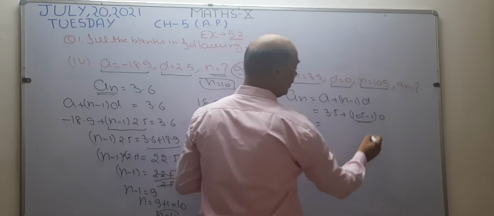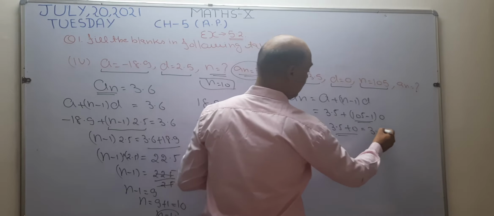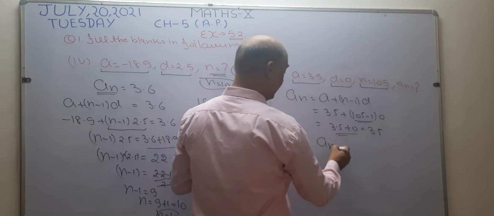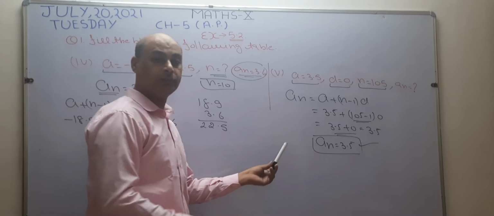So this is going to make the whole term 0. And when we add 0 to any term, the term remains the same. So the value of nth term of the given question becomes 3.5. This is the answer of this question. This is a very simple question. I hope it is clear to all.